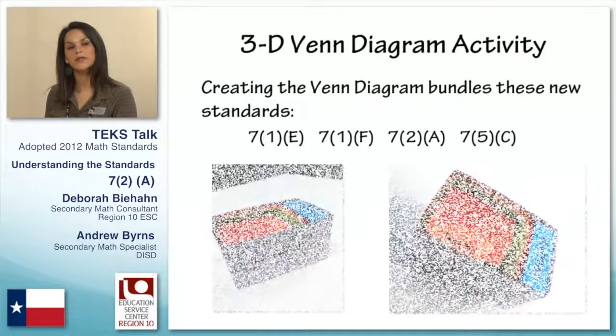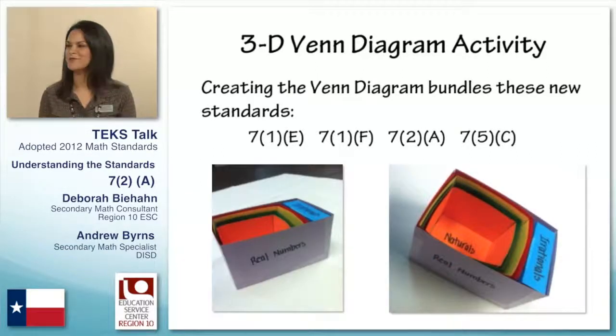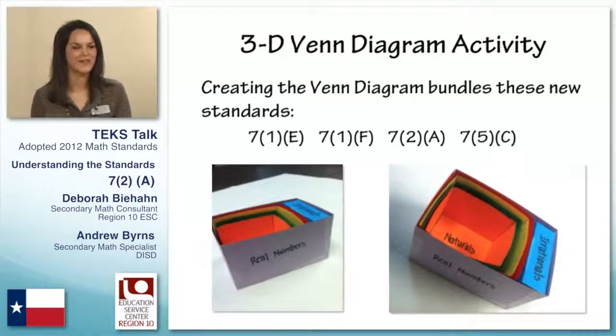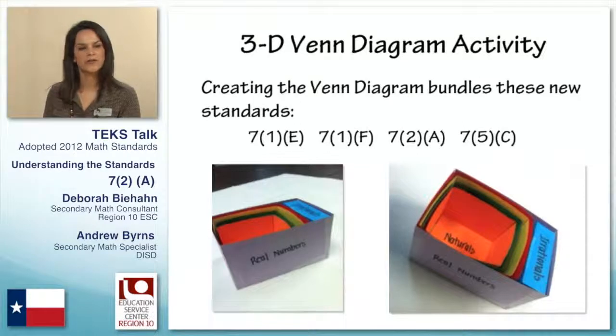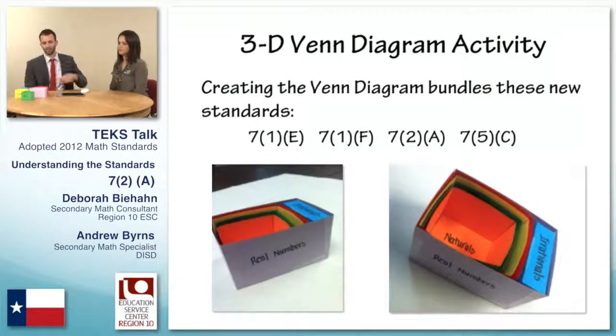I guess this would be a 3D visual representation since we talked about the Venn diagram being circles. This is a great activity because it includes bundling of standards. Additionally, it's a good visual representation of subsets and where the number sets fit in with one another. Right, so if you want a demonstration really quick of how this would work, it would really help those struggling students, so you might use this as a differentiation strategy in your classroom.